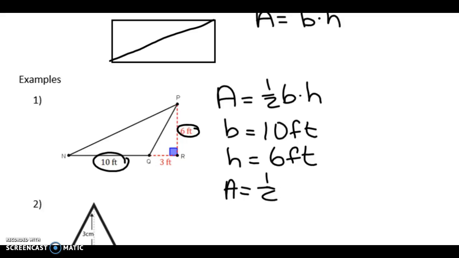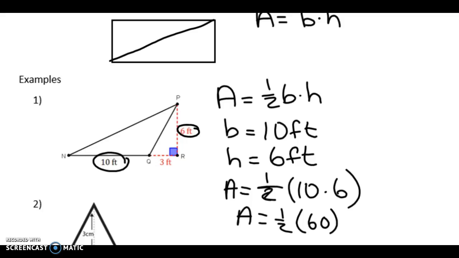Which, the base is 10 and the height is 6. Okay, so we'll multiply what's in our parentheses first. That gives us the area equals 1/2 of 60, which then gives us 30. And our units were feet, and we're finding area, so it's squared. Okay, when you're solving these problems, I should see all of that work. So make sure that you're writing down all of those steps to show your work. Okay, going on to the next example.